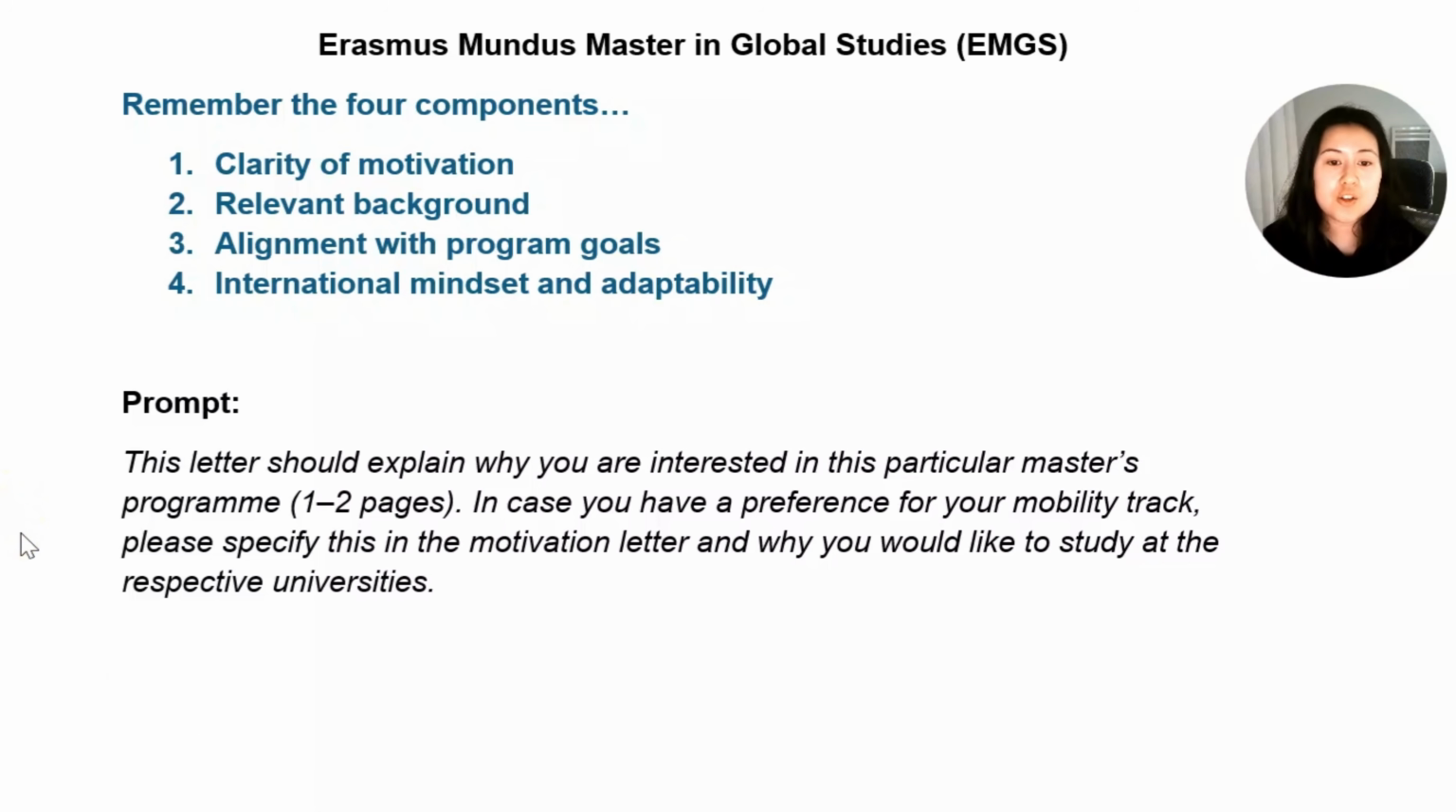It says, this letter should explain why you are interested in this particular master's program, 1 to 2 pages. In case you have a preference for your mobility track, please specify this in the motivation letter and why you would like to study at the respective universities. Already, you need to be picking out key components here. The first is 1 to 2 pages, meaning if you write 2.5, 3, 3.5, 4, that's going to be an issue. They have said explicitly 1 to 2 pages.